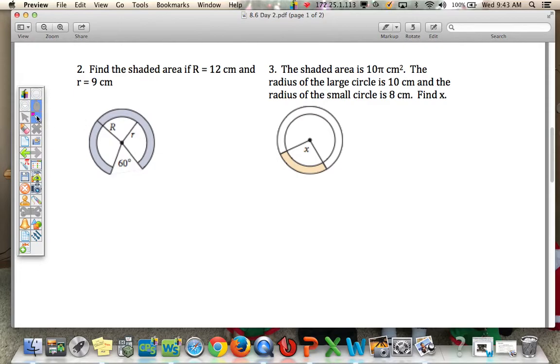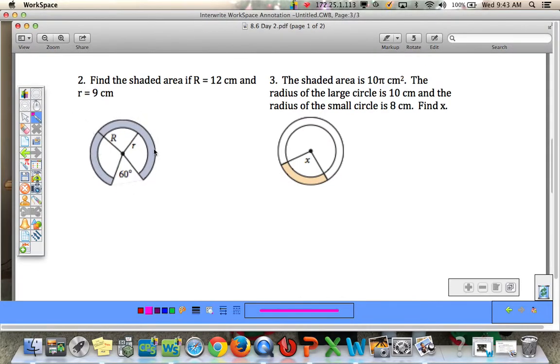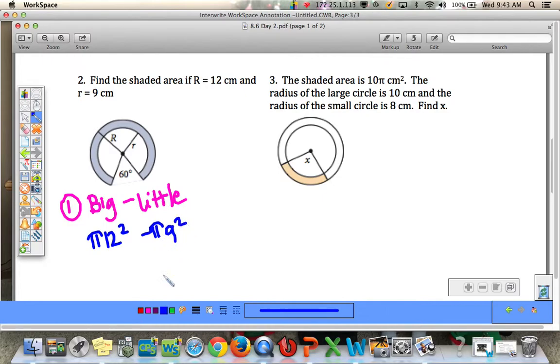So for this one right here, number 1, figure out the area of the whole annulus, and then we're going to figure out what part of the annulus we have. Our strategy is the big circle minus the little circle. Let's do that first, and that'll give us the annulus. So this would be pi times 12 squared minus pi times 9 squared. And if you do that, we get about 197.92. So there's the full area, the full flat donut, or annulus.